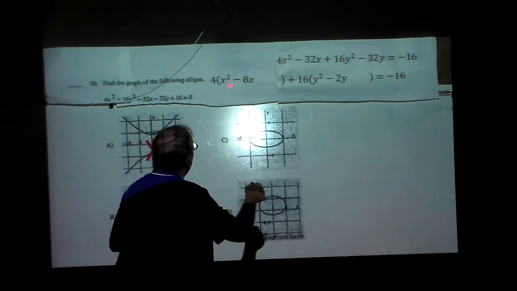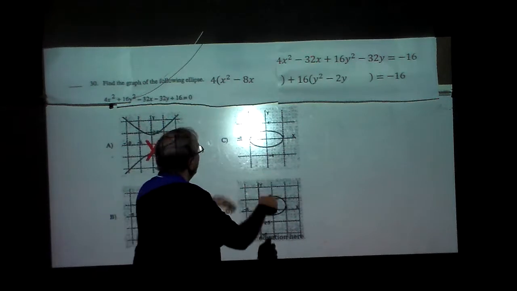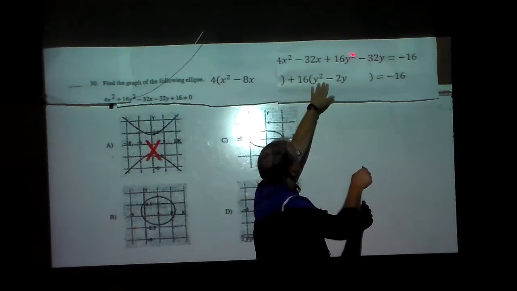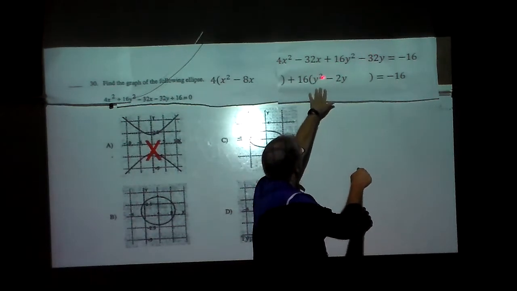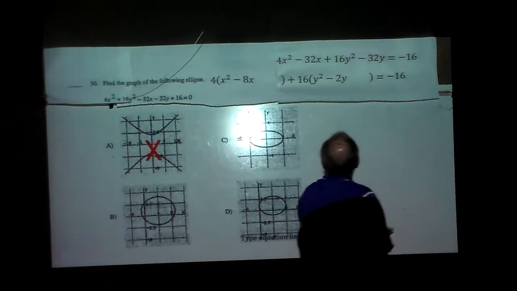Well, 4 times x squared is 4x squared, and 4 times -8x makes -32x. And I'm leaving a space and putting parentheses. The y terms have a 16 in front, so I'm factoring a 16 out, and so the -32 divided by 16 makes -2. And I move that positive 16, like I said, it's still on the other side.